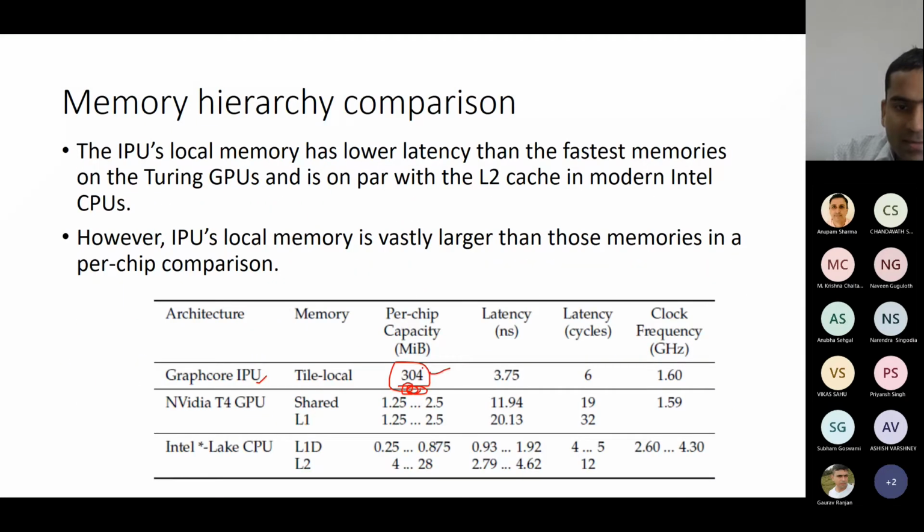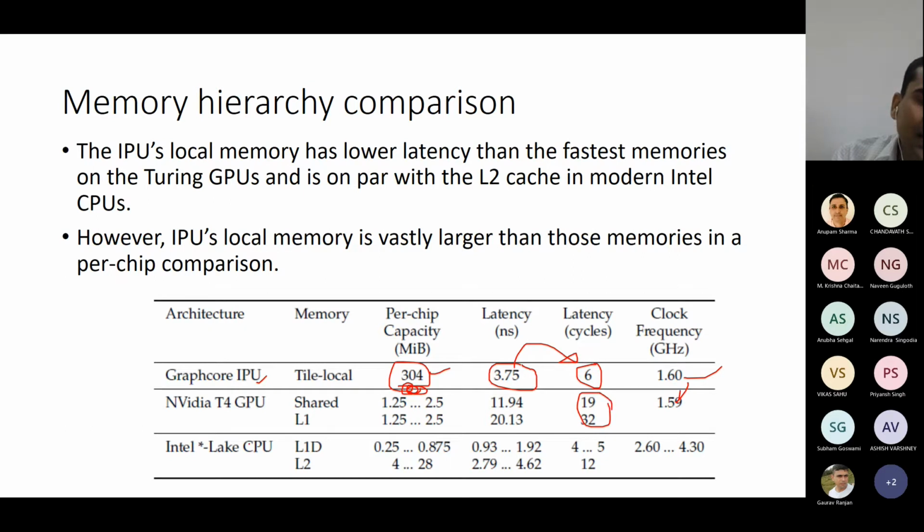So here this is the total on the whole chip, so this is 304. Now the latency is 3.75 nanoseconds, and given this frequency, if you convert it into cycles, this comes out to be this. And one more thing, you can see this frequency is anyway not very high. Hanguang had 700 megahertz. Here it is 1600 megahertz, that means 1.6 gigahertz. So here latency is only 6 cycles. And here this is 19 to 32 cycles. That means here shared memory and L1 cache have much higher latency.